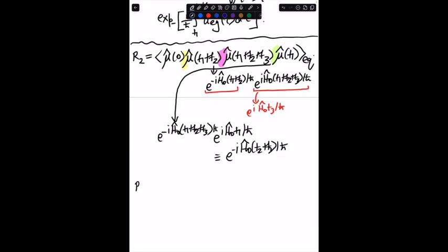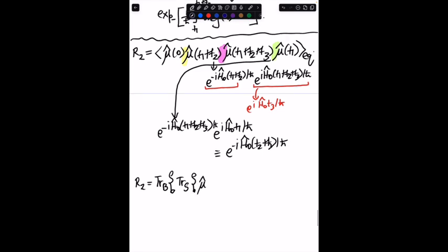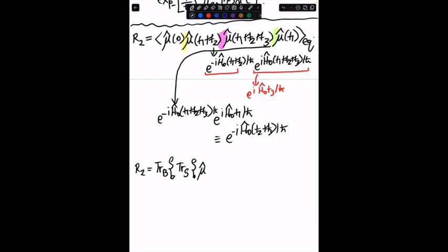So we can write R2 as a trace over the bath, and then you have a trace over all your system states. You have μ, and then you have effectively e raised to the power minus iH0 t1 plus, positive, sorry, and that comes from here.